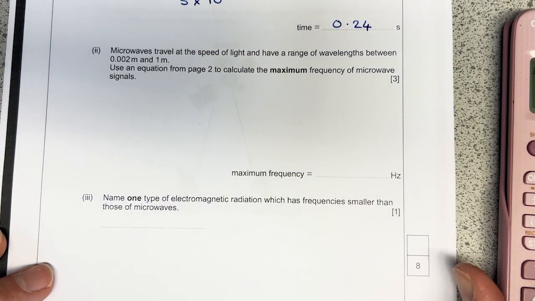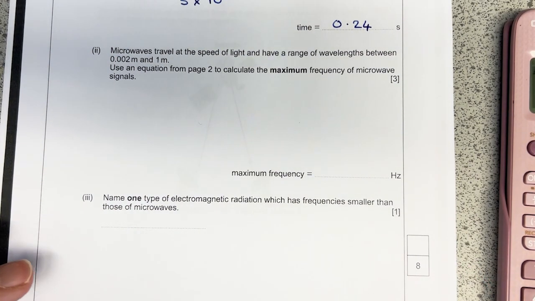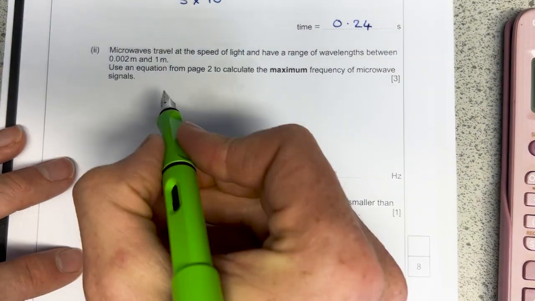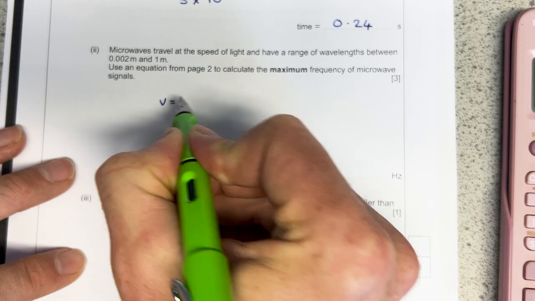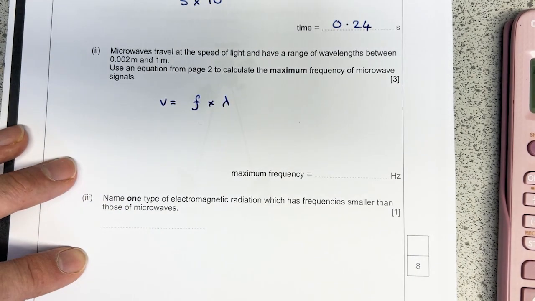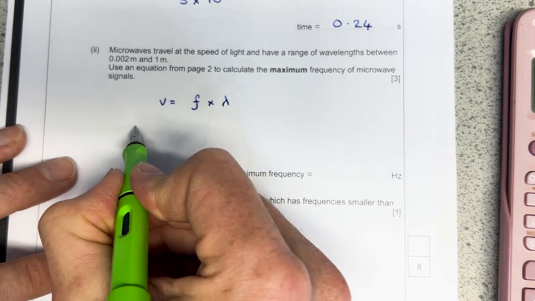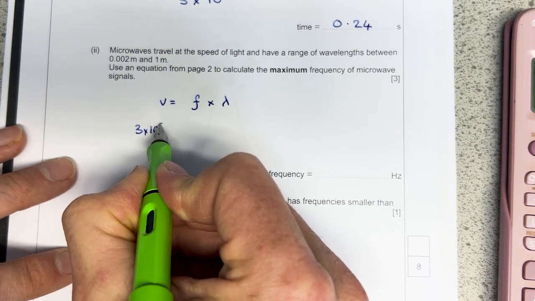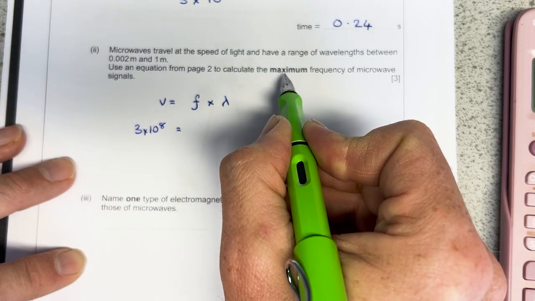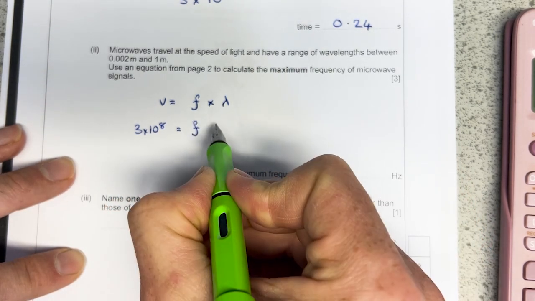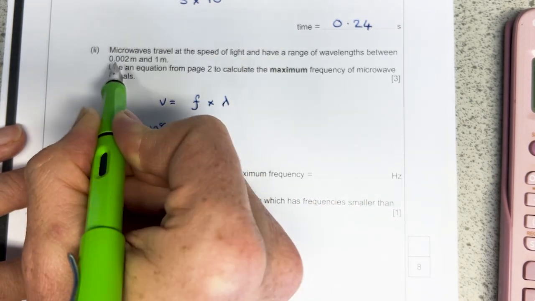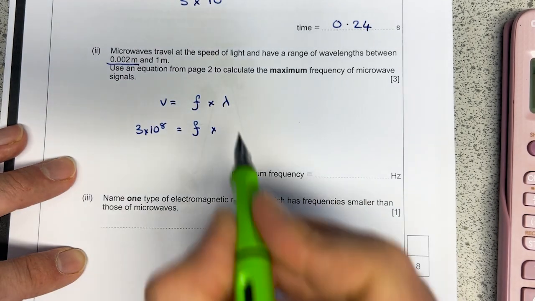Okay, so microwaves travel at the speed of light and have a range of wavelengths. Use an equation from page 2 to calculate the maximum frequency. So we are going to be using v equals frequency times wavelength, v equals f lambda. The speed of light we already have, that's 3 times 10 to the 8 from above. The frequency, we don't know, so I'm going to leave that as frequency. The maximum frequency will occur at the smallest wavelength.